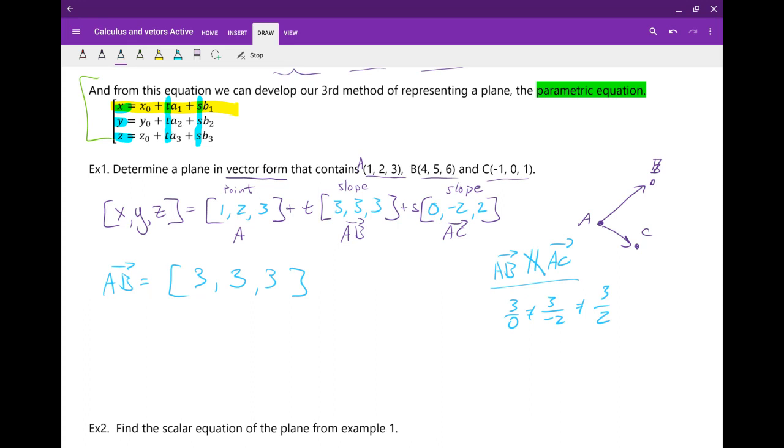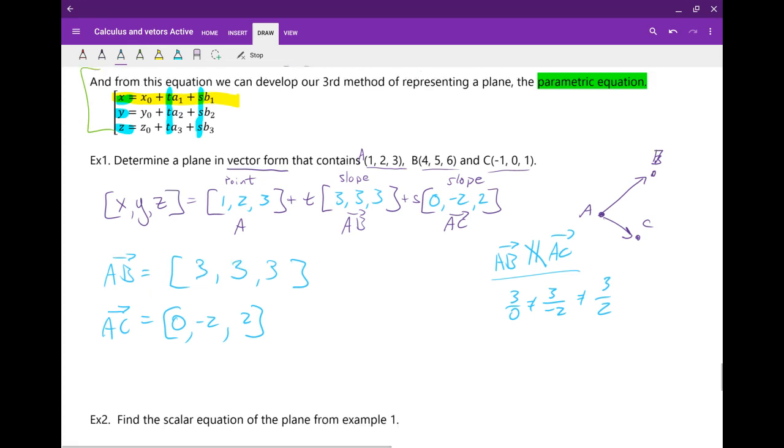Anyway, there we have it. I didn't write down AC, but there it is: 0, -2, 2. There's our plane right there. So I've successfully defined a plane in 3 dimensions.